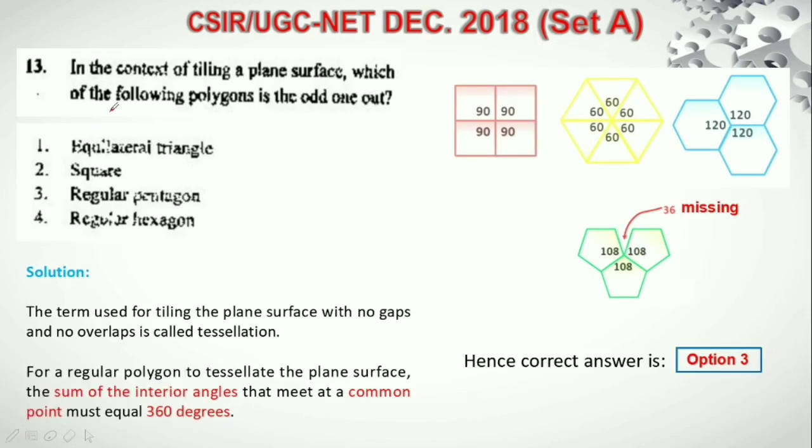Now question number 13. In the context of tiling a plane surface, which of the following polygons is the odd one out? Equilateral triangle, square, regular pentagon, and regular hexagon. So we are given a plane surface and we have to put tiles over that plane surface in such a way that there is no gap and there are no overlaps, and this process is known as tessellation.